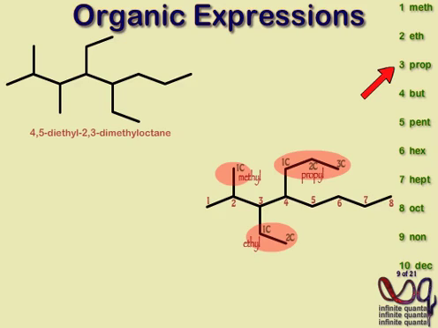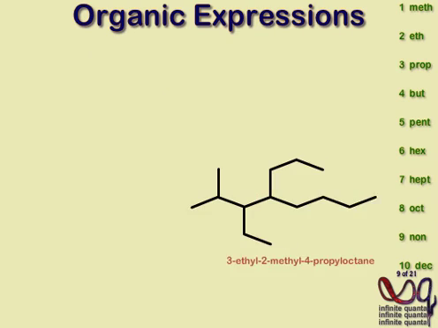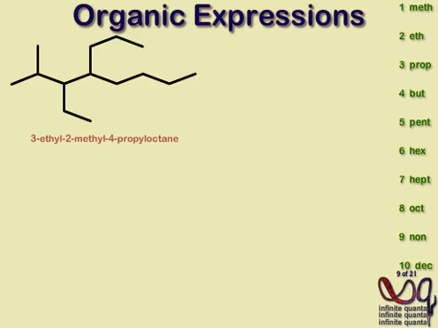Okay. Alphabetical order. E, M, P. Oh, EMP. Electromagnetic pulse. Okay, so we got 3 ethyl, 2 methyl, 4 propyl, octane. So you wouldn't use mono? Huh? You wouldn't use mono? No, that's like 1 before X.